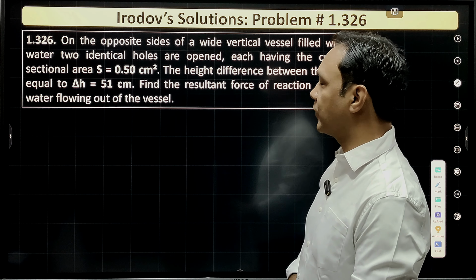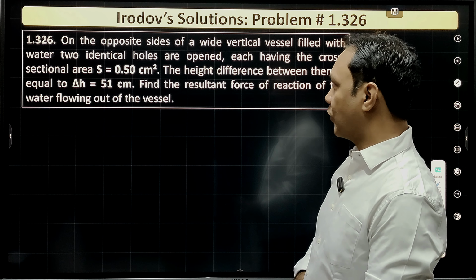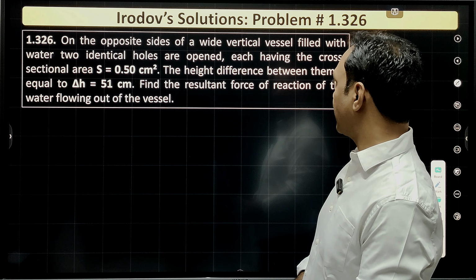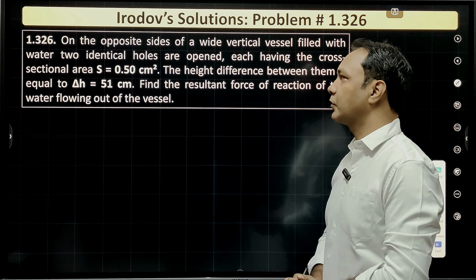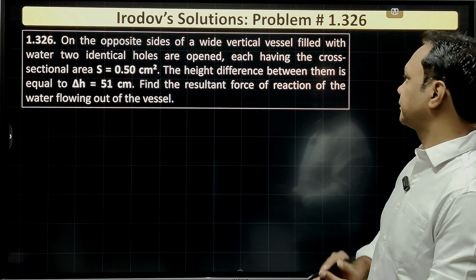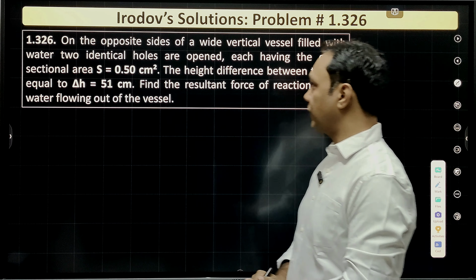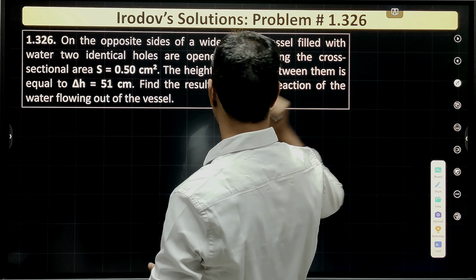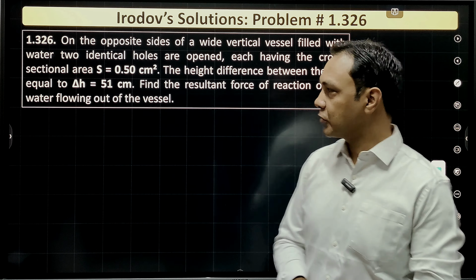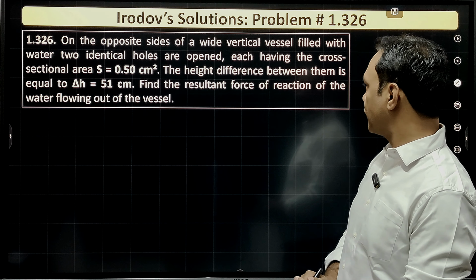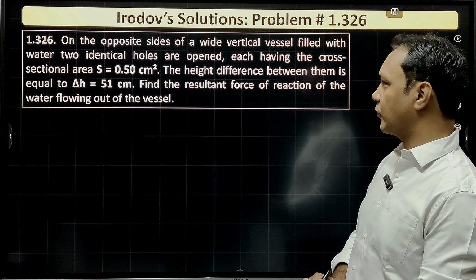Question number is 1.326. The question states: on the opposite sides of a wide vertical vessel filled with water, two identical holes are open, each having the cross-sectional area S. The height difference between them is equal to delta H. Find the resultant force of reaction of water flowing out of the vessel.